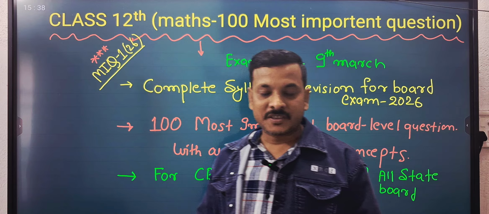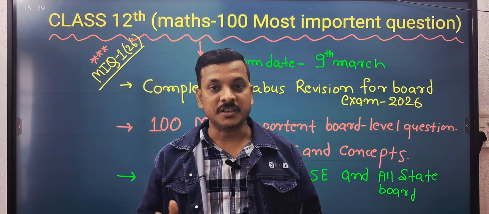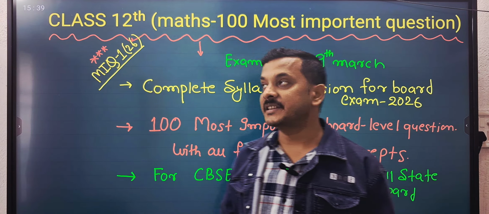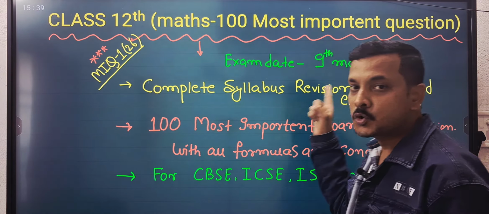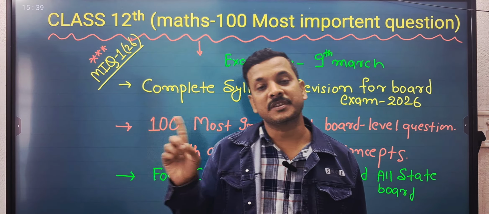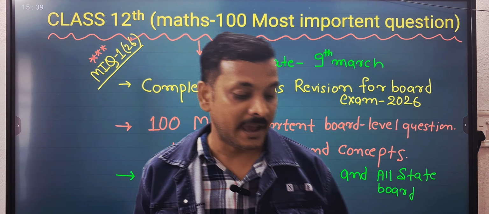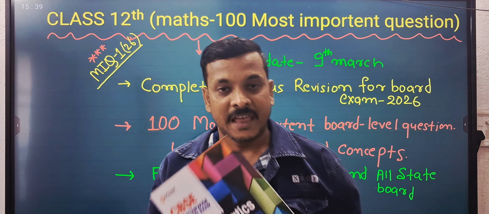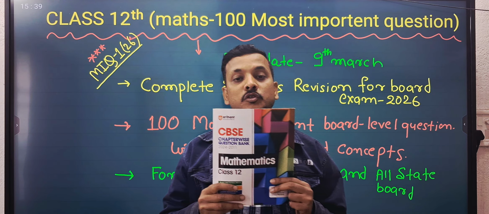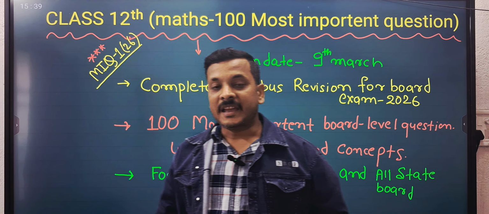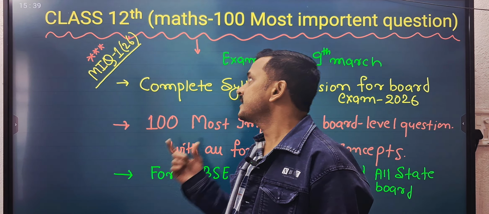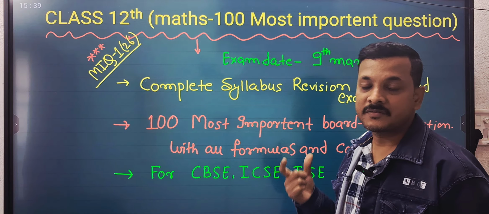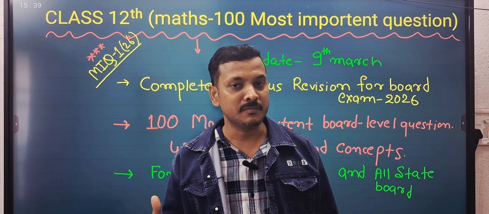Today I am going to start a brand new session for class 12th mathematics. In this session, I have selected 100 most important questions from the CBSE question bank by Arient publication. As you can see, I have read this book 1000 times, and I strongly believe and confidently say that if you will practice these type of questions, definitely you will score 100 marks.